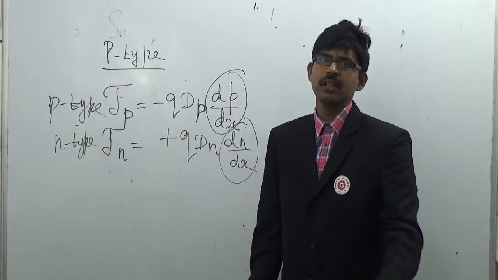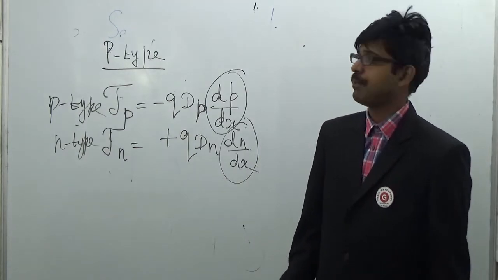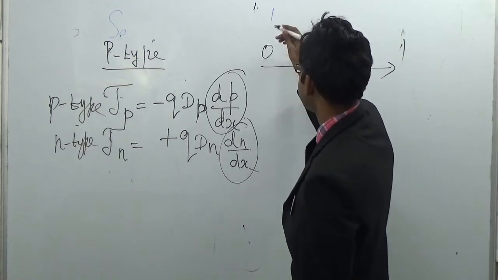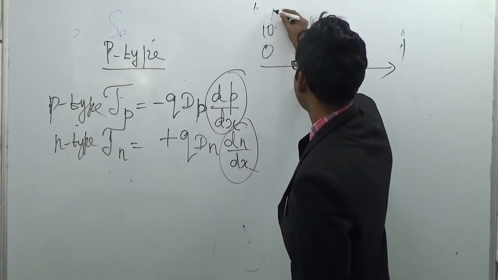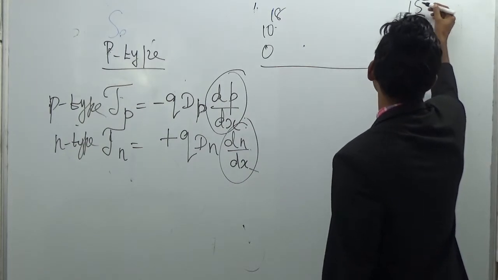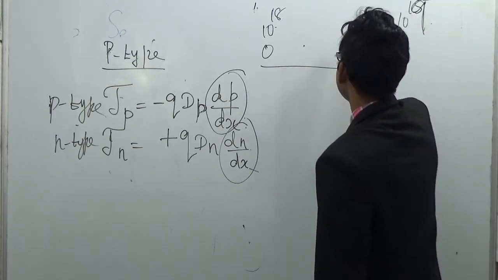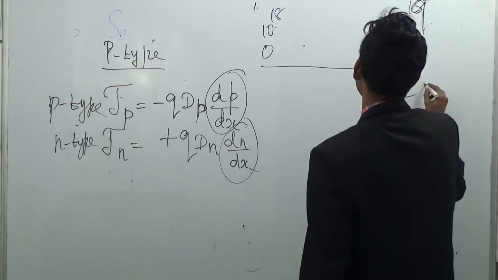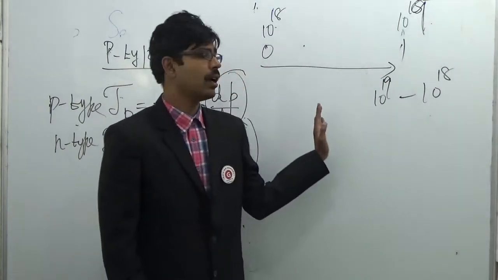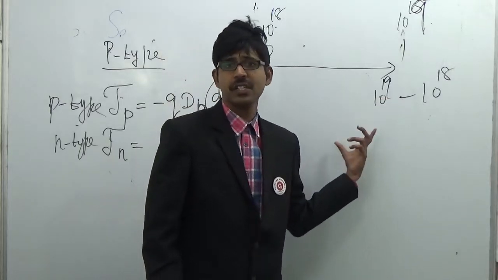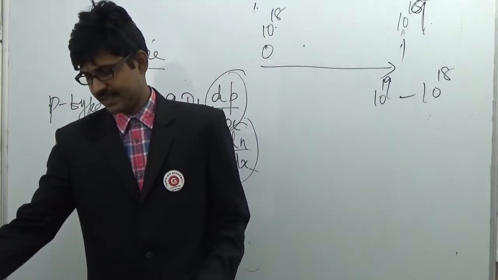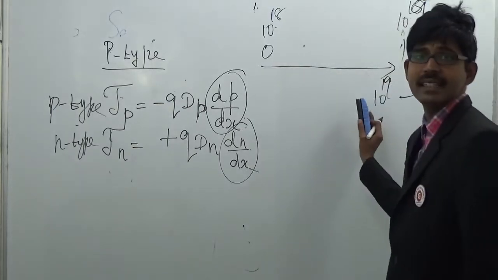Now, for example, at distance 0 the concentration is 10 to the power 18, and at distance 1 it is, for example, 10 to the power 19. Then the rate of change of concentration is 10 to the power 19 minus 10 to the power 18. This is the change in concentration, which is given by dp by dx or dn by dx. So you must be very clear in this concept.